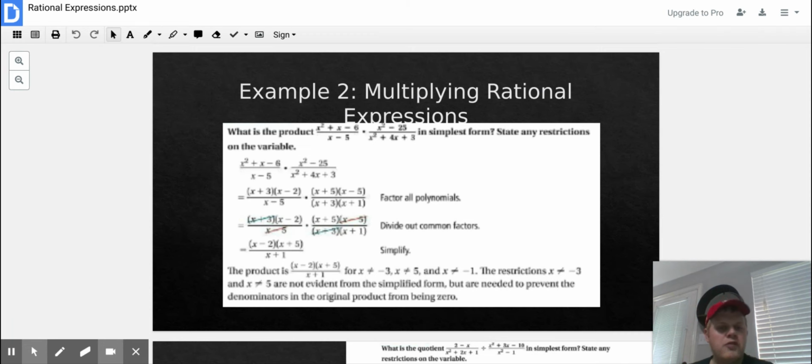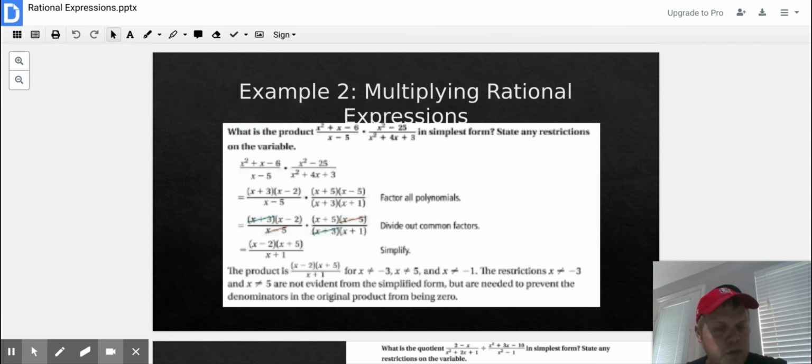So again, remember, whenever we multiply fractions, everything on top goes together, everything on bottom goes together. So even though they're in separate fractions, it doesn't matter. As long as one's on top and one's on bottom, those can cancel out. So from here, we can cancel out x plus 3 and x minus 5, which would simplify this down to, the left on top would be x minus 2 and x plus 5. On the bottom, we'd be left with x plus 1.